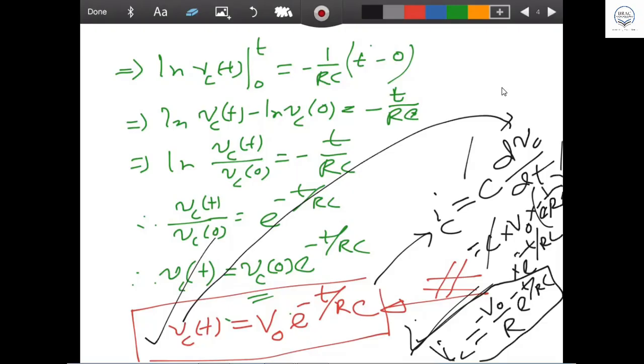Through the equation IC equal to C dVC by dt. Last time you found the VL from L di by dt. Now in case of the RC circuit, you find it the other way around. Actually, everything is the other way around. You have to find the IC from the equation C dVC by dt.